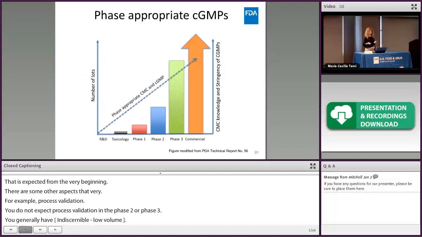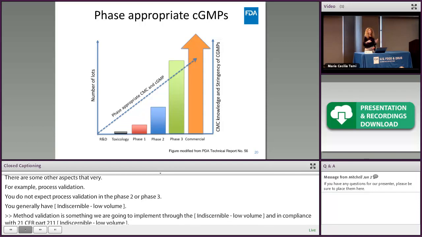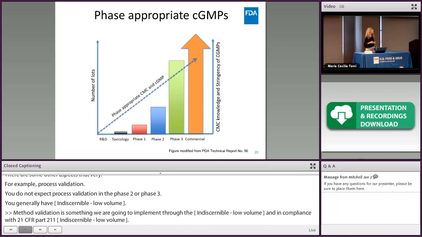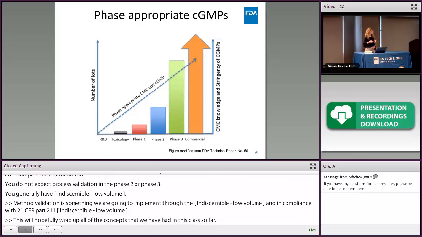And basically, this wraps up, hopefully, all the concepts that we have discussed so far. As knowledge and understanding of the process and the product evolves, the GMPs become more stringent. And this is what we call the graded aspect of the phase-dependent GMPs and CMC. So they both go together.